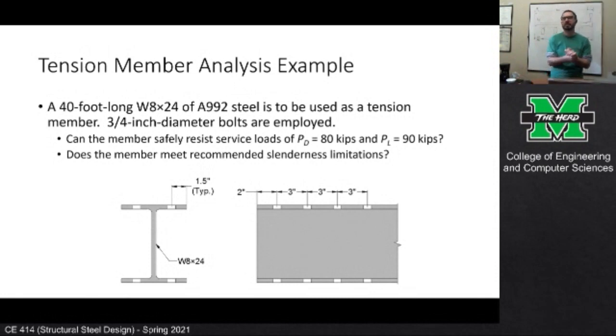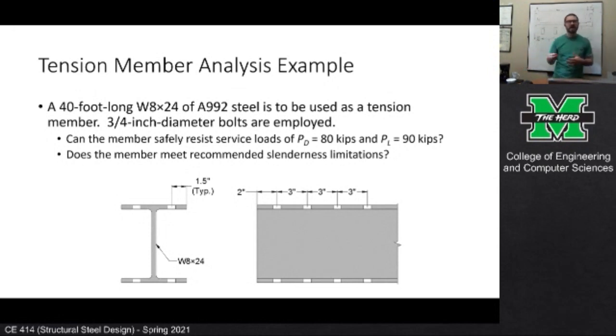Okay, so we have a tension member. It's a W8x24, and it's 40 foot long. It's made of A992 steel, and we're going to use it as a tension member. So we basically have an I-beam, and we're pulling it in tension. We're using 3/4 inch diameter bolts, and we're subjecting this member to a dead load of 80 kips and a live load of 90 kips.